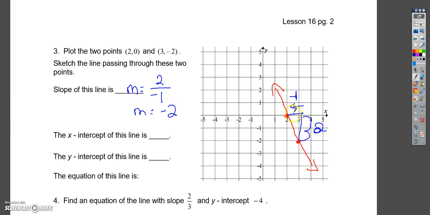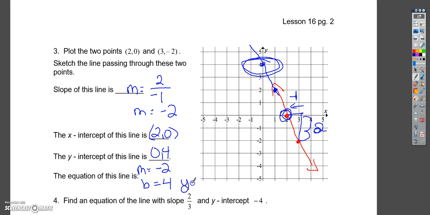The x-intercept of this line we can see right here is (2, 0). The y-intercept, we're going to have to continue with our slope. 1, 2, left 1, 1, 2, left 1. So now we can see that our y-intercept is (0, 4). Equation of a line, you have to have your slope, you have to have your y-intercept. Y equals mx plus b. So this is the equation of the line.